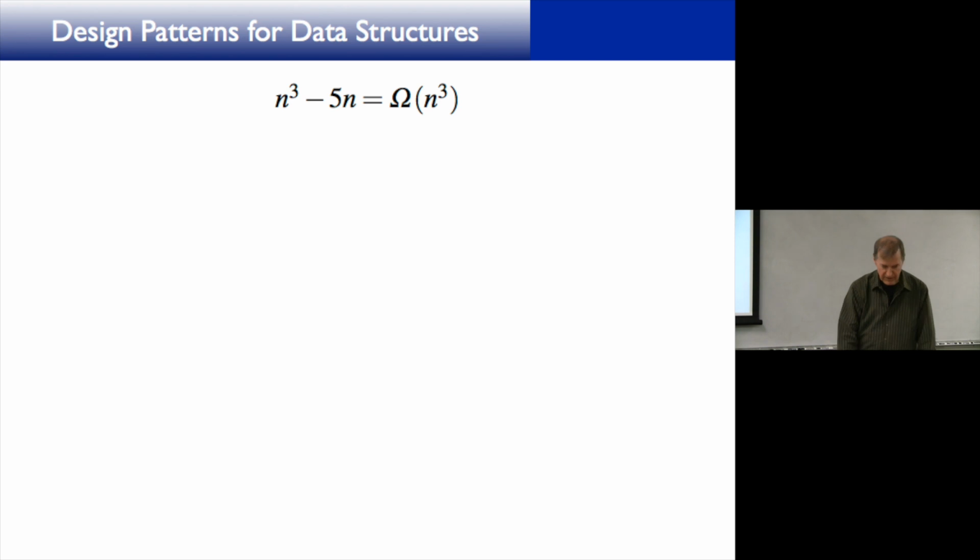Here, let's do this one. Let's do n cubed minus 5n is big omega of n cubed. So what do we have to show? There exist positive constants c and n naught such that n cubed minus 5n is greater than or equal to c times n cubed for all n greater than or equal to n naught.